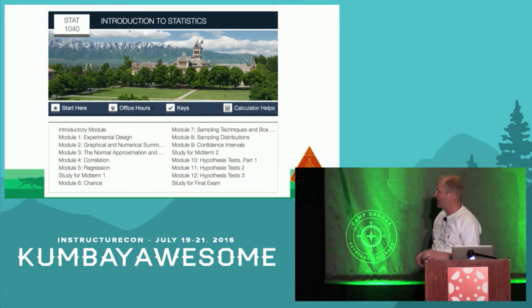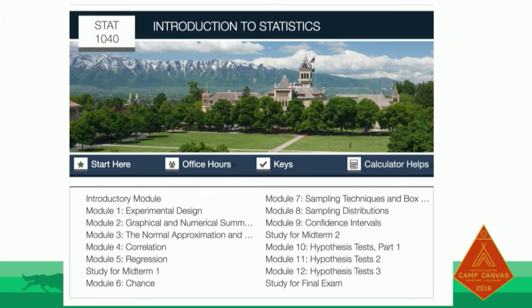Okay, here's the stats class. So this is the homepage. Notice across the banner at the bottom, you've got start here, office hours, keys, and calculator helps. And then you've got each of the modules there. What's missing from this is a link to the syllabus, but it is on the left-hand menu, right? We can put that on the left-hand menu. And another caveat is we did not move to the new UI until spring semester was over. So all this data is before the new UI, okay? It was spring semester. Okay, that's the stats course.